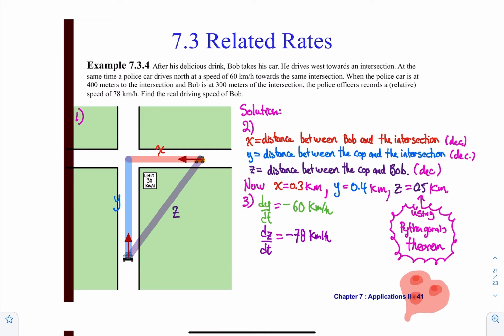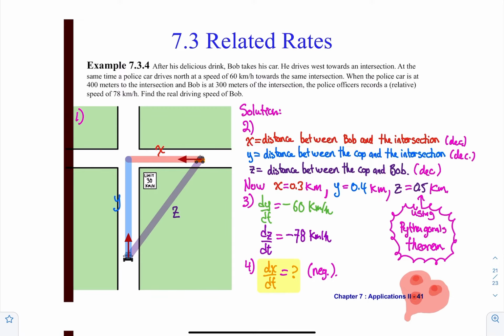And then what is the missing speed here? It's my speed. So the unknown rate that we're looking for here is going to be dx/dt. And as I mentioned earlier, we're expecting this quantity to be negative because x is decreasing.